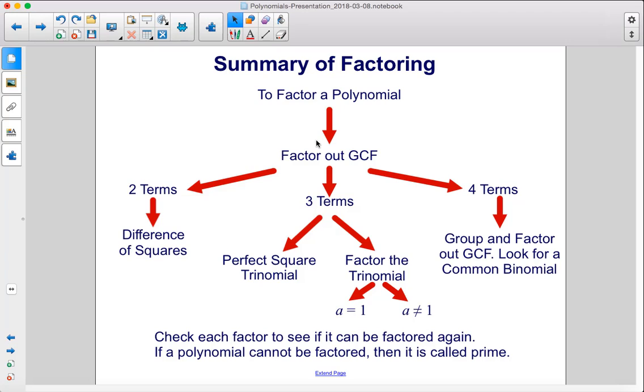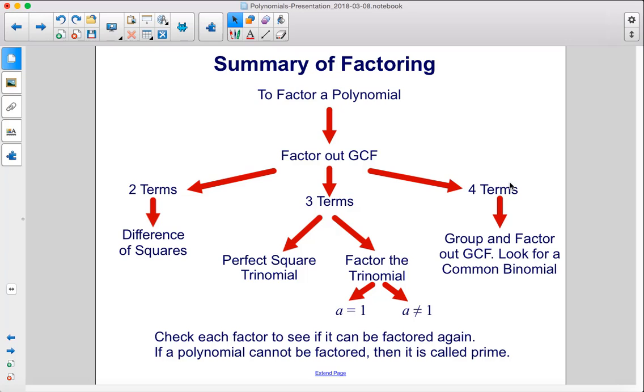the greatest common factor. Then if we're left with two terms, we try difference of squares. If we have three terms, we'll try the perfect square trinomial. Then we'll try to factor the trinomial. That depends on whether the initial coefficient a is 1 or not 1.